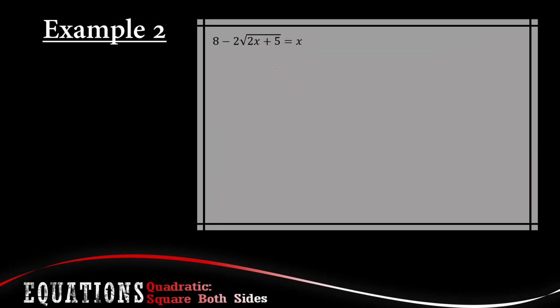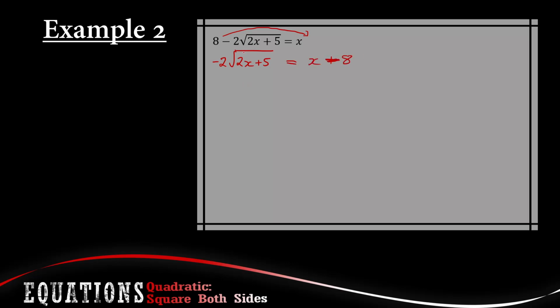Okay, now in the next example, there is an additional step, because we can see that we've got two terms on the left-hand side, one of them is the root. And if I square both sides, we are not going to get rid of the square root. So what I need to do is make sure that there's only one term on the one side, that being the square root, so that when I square it, it will cancel. So I need to first take the 8 over to the other side, which leaves me with -2 square root of 2x plus 5 equals x minus 8.